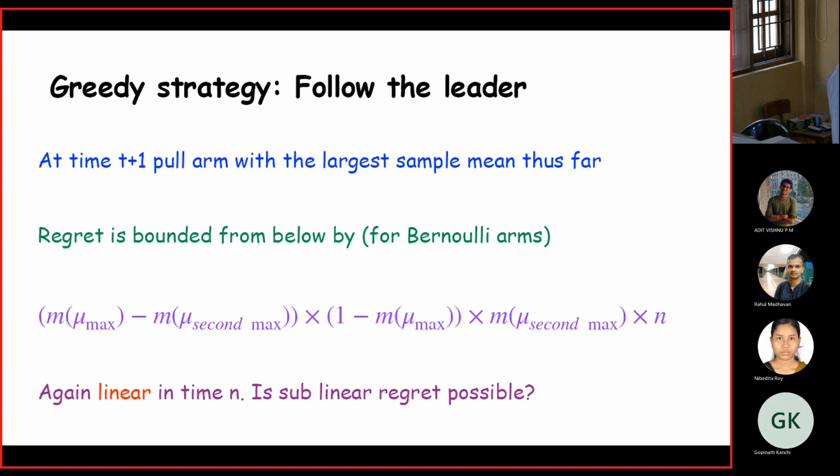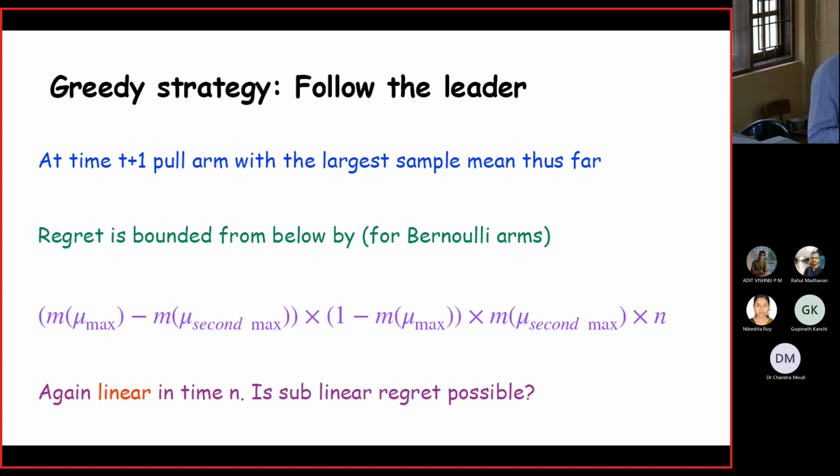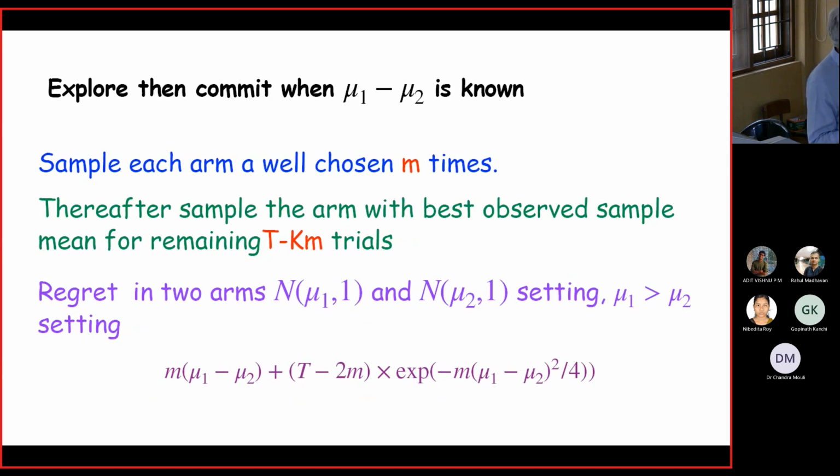That's the point here. Regret is, then you can do a slightly more sophisticated analysis. But the point is, there's a constant times n regret. So again, you have linear regret in this case. So the question is, can we get rid of this linear regret in this setting? So is sublinear regret possible?